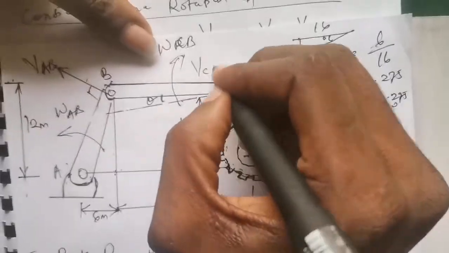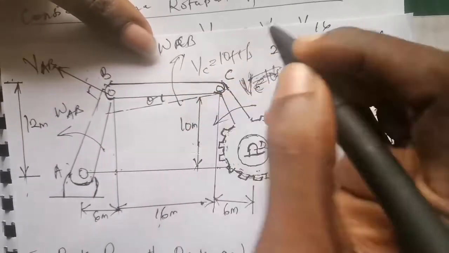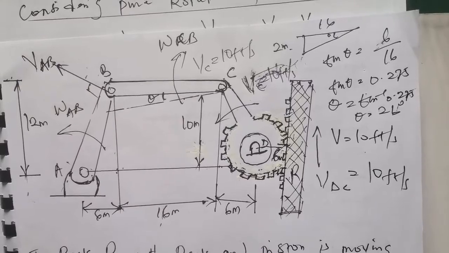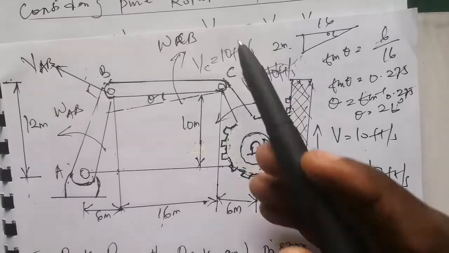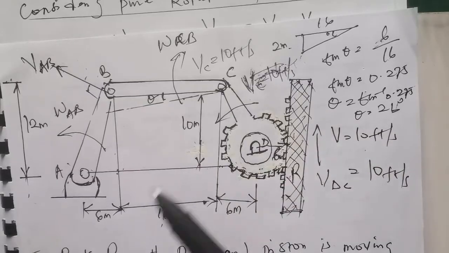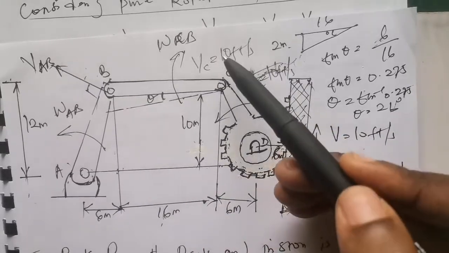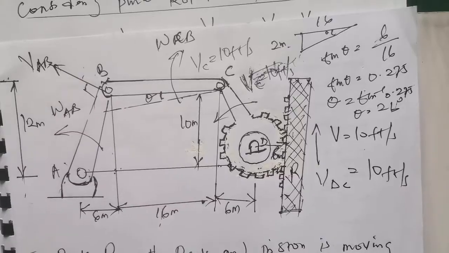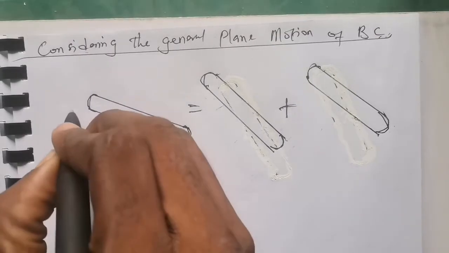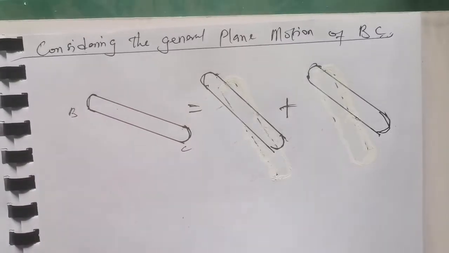So we said velocity at point C equals 10 foot per second. You translate about the known velocity. Since velocity at point C is known, we are going to translate at point C, and also rotate about point C. So let's do a free body diagram of the general plane motion of that arm. Considering the general plane motion of arm BC, this is what we have. Remember, here is B and here is C.